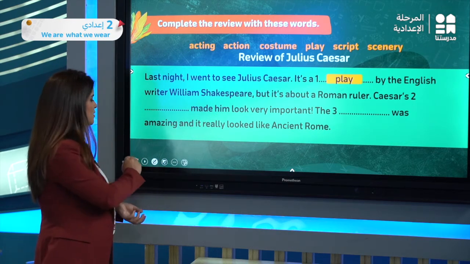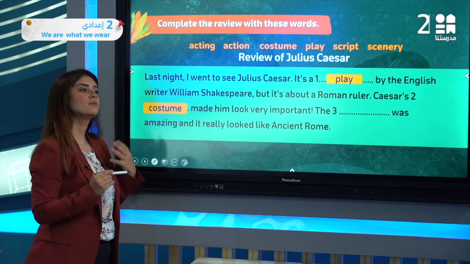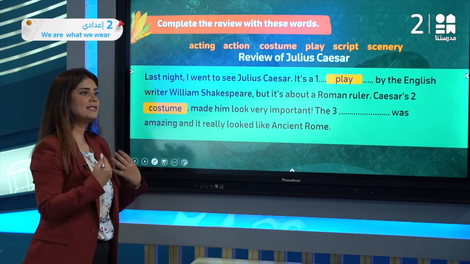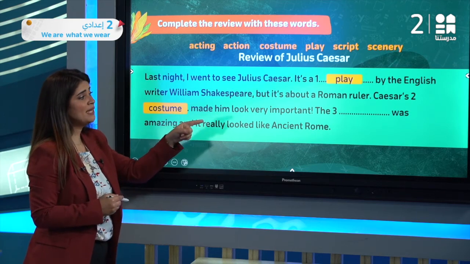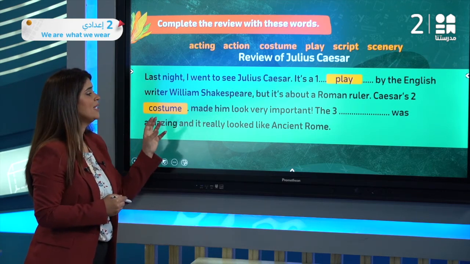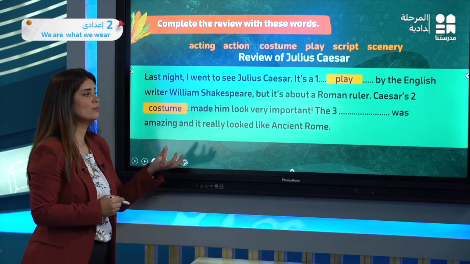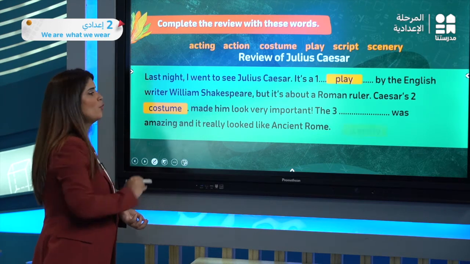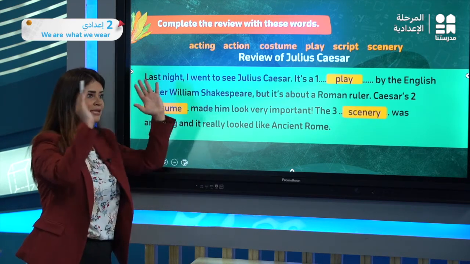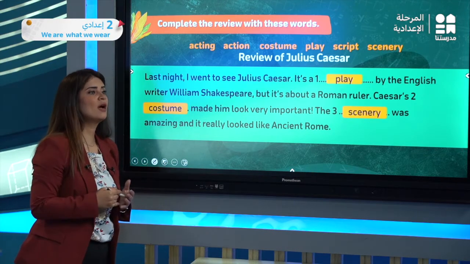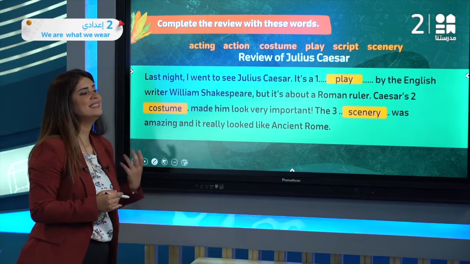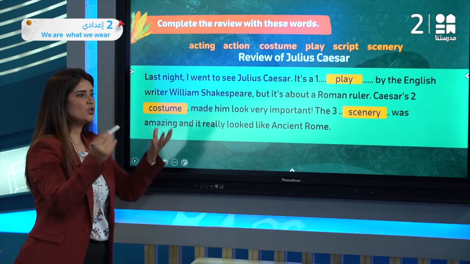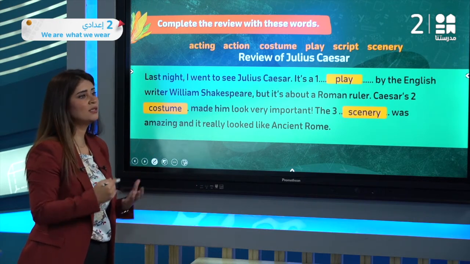So Caesar's wit, of course, costume. Costume يعني الزي المسرحي اللي كان لابسه during the play. Okay, the space was amazing and it really looked like ancient Rome. The space, of course, the scenery يعني مشهد الطبيعة اللي كان في background scenes, okay? And it looked like ancient Rome يعني أكنه كان مدينا بالظبط انطباع as if it's Rome أو روما، مدينة روما القديمة.